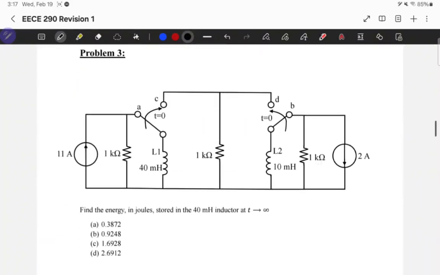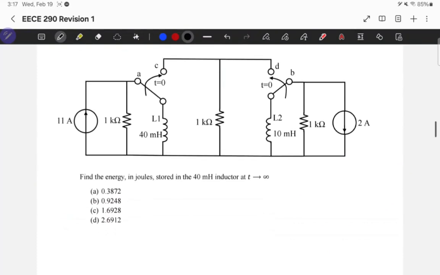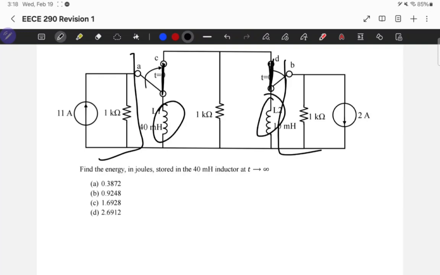Okay, so in problem 3, we have this circuit and we're asked to find the energy in joules stored in the 40 millihenry inductor at time equal to infinity. Here we have two inductors in parallel after switching. So after switching, I can imagine the circuit being like this. We have these disconnected and we have these two inductors in parallel.